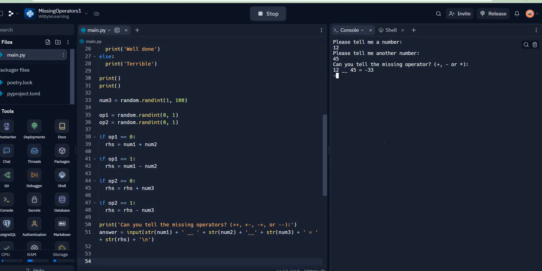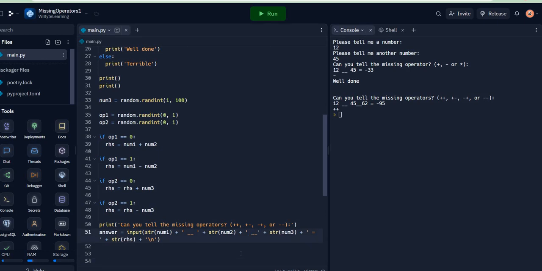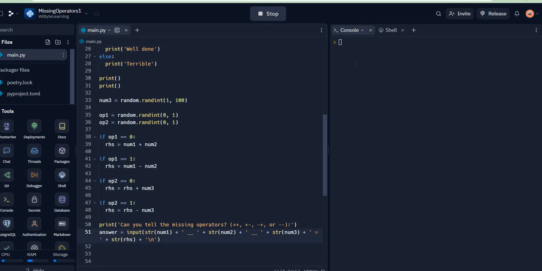So this is a minus. Now the question that is asked to us is 12, something 45, something 62, is minus 95. So of course right now we can answer anything because nothing is going to be determined. But I notice this is looking a bit cramped, and I can fix that by adding an extra space on both sides. So when I run this now, it's going to be nicely formatted.